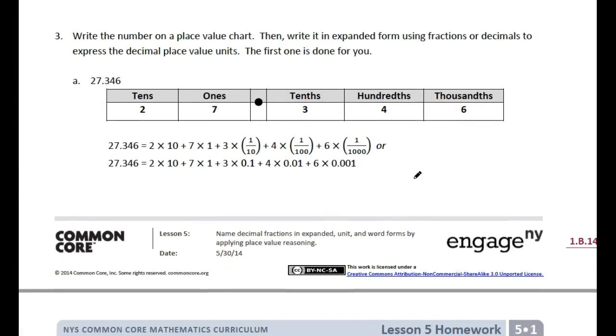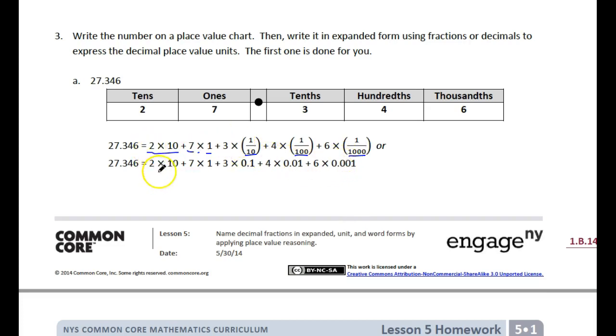Now let's move on down a little bit. When we look at these, here's what's going on. Here we have 27. What place value is the 2 in? It's in the tens place. So what's happening? It's the same as 2 times 10. If we look at the 7, it's in the ones place, so it's the same as 7 times 1. We look at the next number, it happens to be in the tenths place, so it's the same as 3 times a tenth. 4 is in the hundredths, so it's the same as 4 times a hundredth. 6 is in the thousandths place, so it's the same as 6 times a thousandth. That's one way to write it.